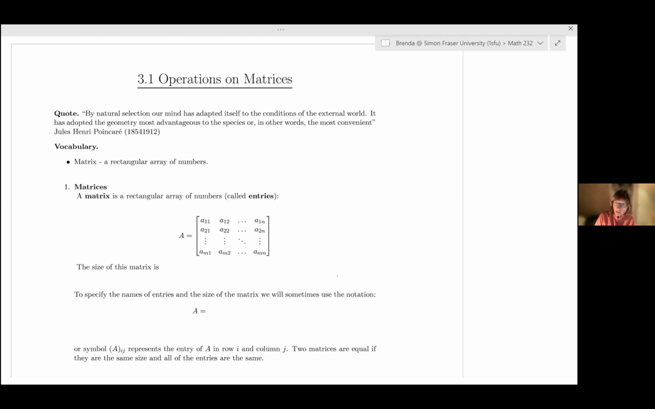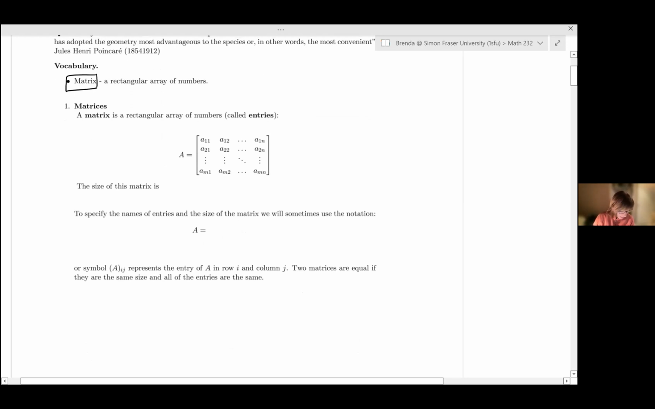Okay, so the main vocabulary word here is matrix, and that just simply means a rectangular array of numbers. So here it is. There's a matrix. The matrix is typically labeled with a capital letter, and there's a rectangular array here, and we'll notice here that we've got m rows. So each one of these is a row, and there are m of them, and you can tell that because this thing here is an m. And in this matrix, there are n columns.